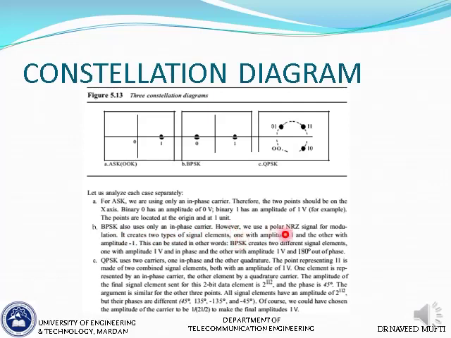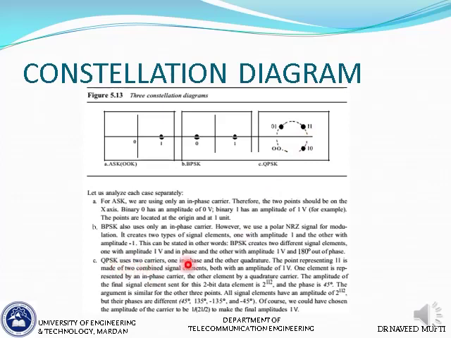However, we use a polar NRZ signal for modulation, non-return to 0, bipolar, non-return to 0. So it creates 2 types of signal elements, one with amplitude 1, other with amplitude -1, plus V or minus V. This can be stated in other words. BPSK creates two different signal elements, one with amplitude 1 volt and in phase, and the other with amplitude 1 volt and 180 degrees out of phase. So this is in phase, this is 180 degree out of phase. This is BPSK. QPSK की बात करें अब, now we will need two carriers, ठीक है ना.